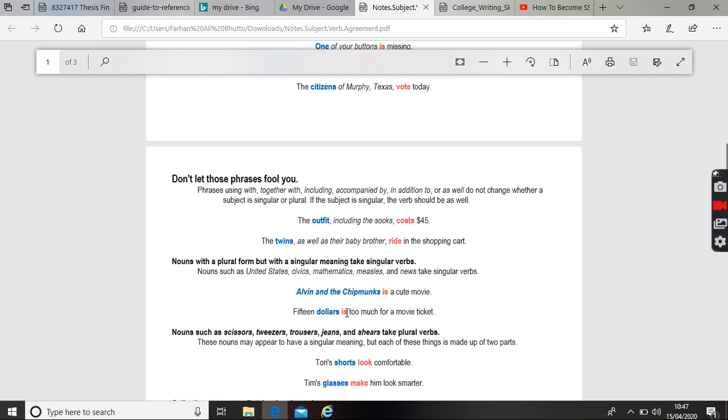Likewise, $15 is too much for a movie ticket. Now when we say $15, we're talking about the price. So we can say the price is too much for a movie ticket. The cost, $15 is the cost. So the cost is too much for a movie ticket. So $15 is used as a singular noun because it means price or cost. So that is why we have used this singular verb here.